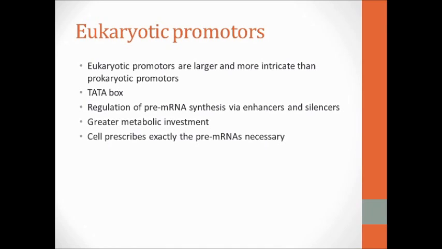The eukaryotic promoters are a bit larger and more intricate than the prokaryotic promoters. One of the big ones is called the TATA box, named because it's composed of thymine and adenine. There's also regulation of pre-mRNA synthesis via enhancers and silencers. There's a greater metabolic investment with eukaryotic transcription, so the cell prescribes exactly the pre-mRNAs necessary for this process to occur, so that it's not expending energy that it doesn't need to.